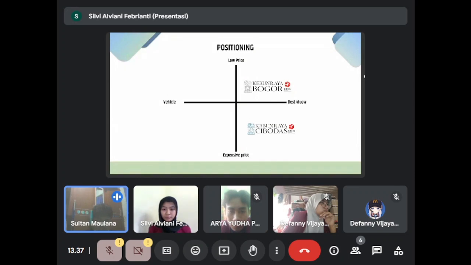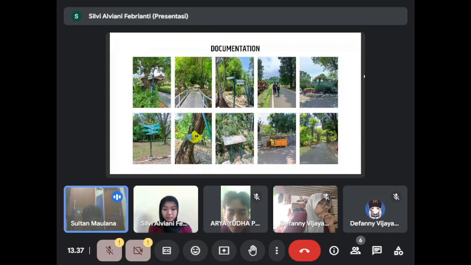And this is about the positioning. Next, please. And this is about documentation. Okay, next.